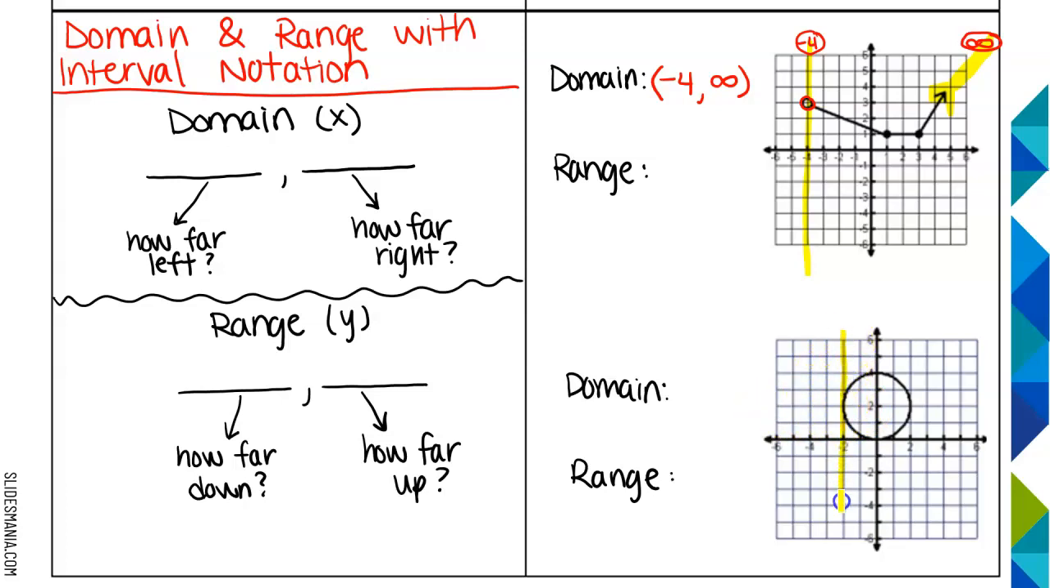So left to right would be going from here, and then it does have a stopping point. So it goes from -2 to +2. So this is -2, and this is +2. So my domain would be -2 to +2.